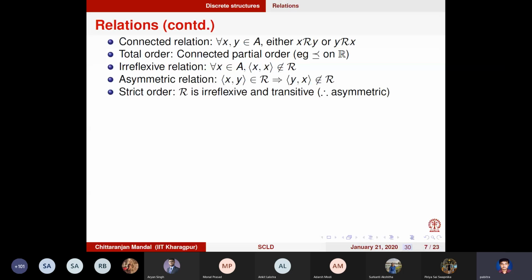Okay, a relation would be called a strict order if that relation is irreflexive and transitive. You can easily show that if it is irreflexive and transitive, it will also be asymmetric. It follows. So an irreflexive and transitive relation forms what is called a strict order. Now, you can convert a partial order into a strict order and vice versa, a strict order into a partial order, by slightly changing the definition of the relation.